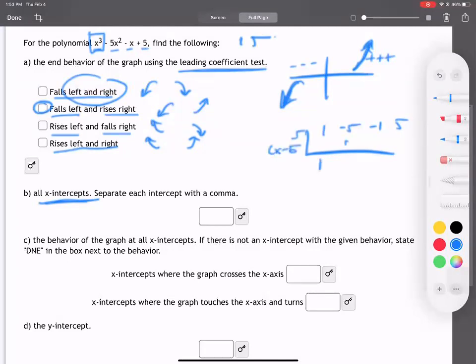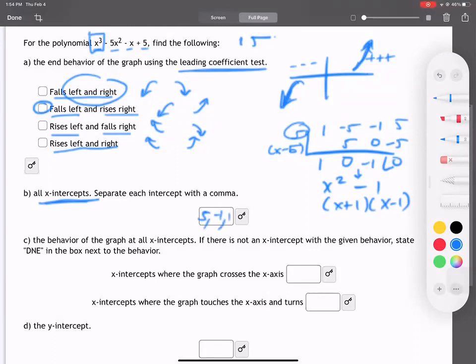That's 1, 5, 0, 0, -1, -5, 0. X squared minus 1, because there is no b term, there is no middle term. That's going to be x plus 1, x minus 1. So looking at the factors here, what's the roots? The roots are 5, -1, 1.